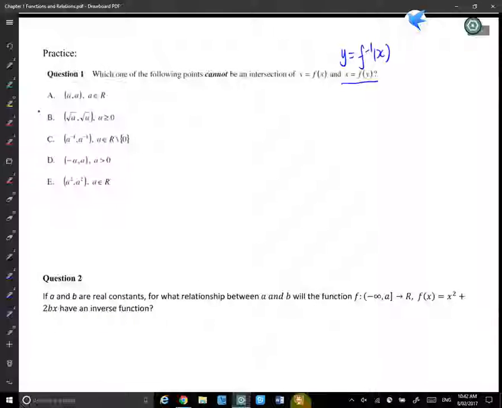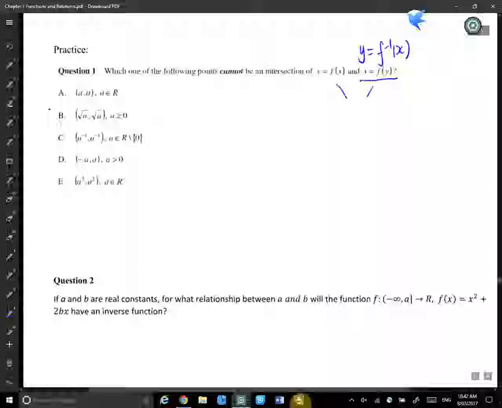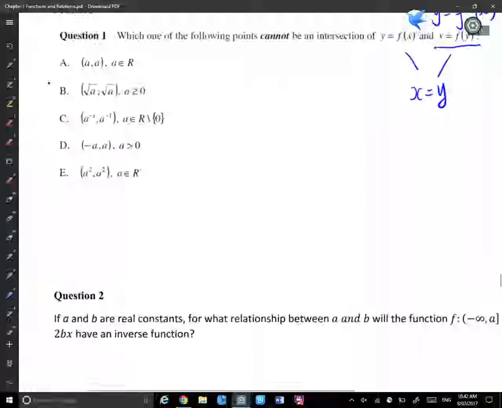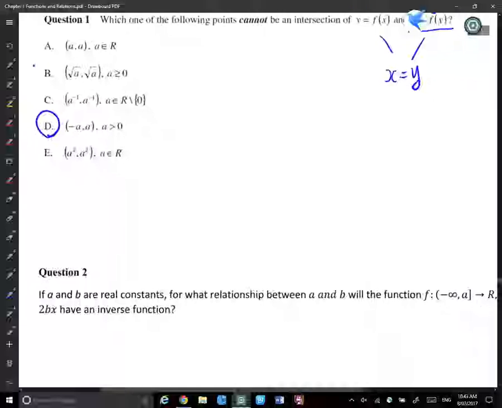Okay, so which point cannot be the intersection? We know that intersections for those two functions must have the property that x equals y. So now you can see which coordinates do not have x equals y, which is D. Okay, so this is an easy multiple choice.